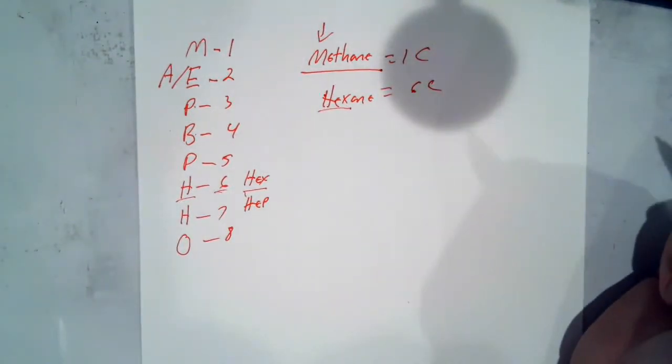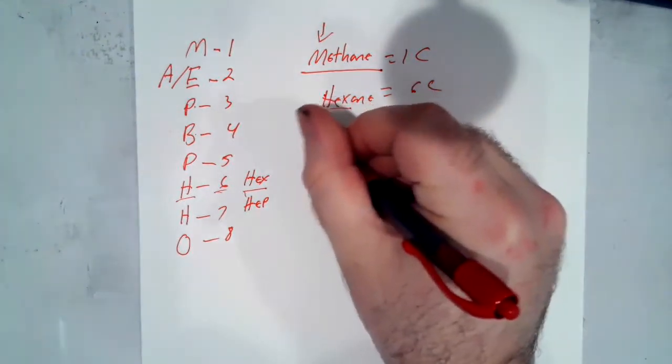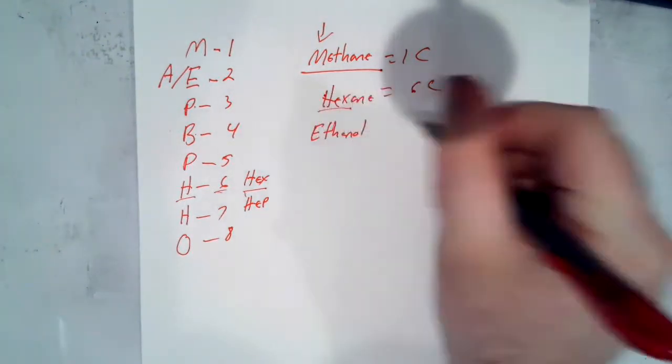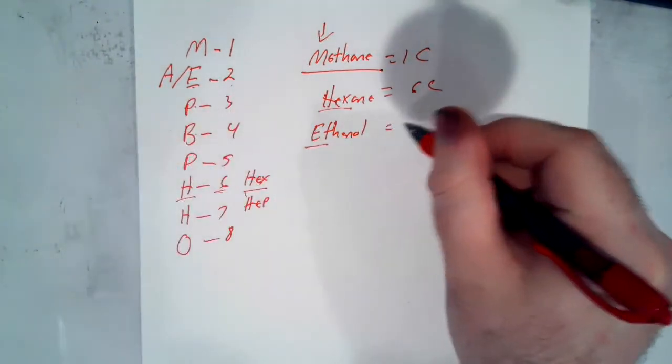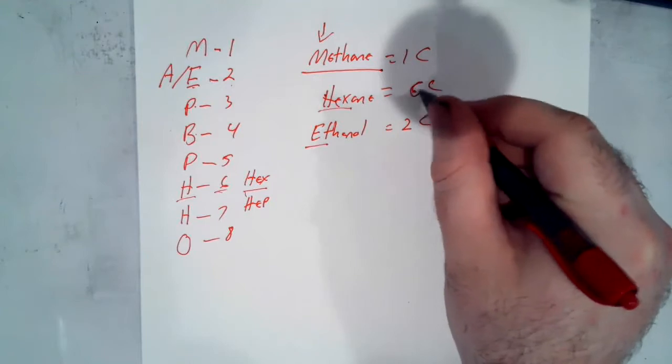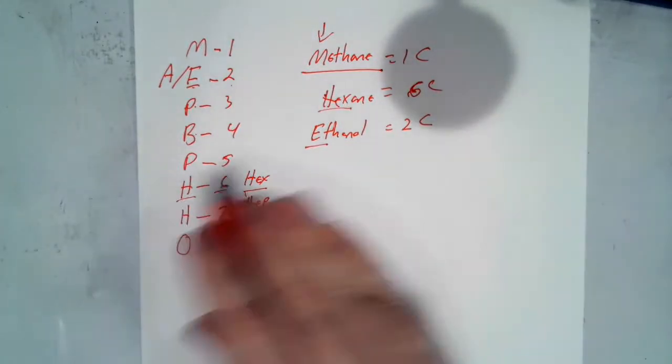What about ethanol? Well, it begins with an E, so we go to E, and there's 2 carbon. So hopefully that clears that up.